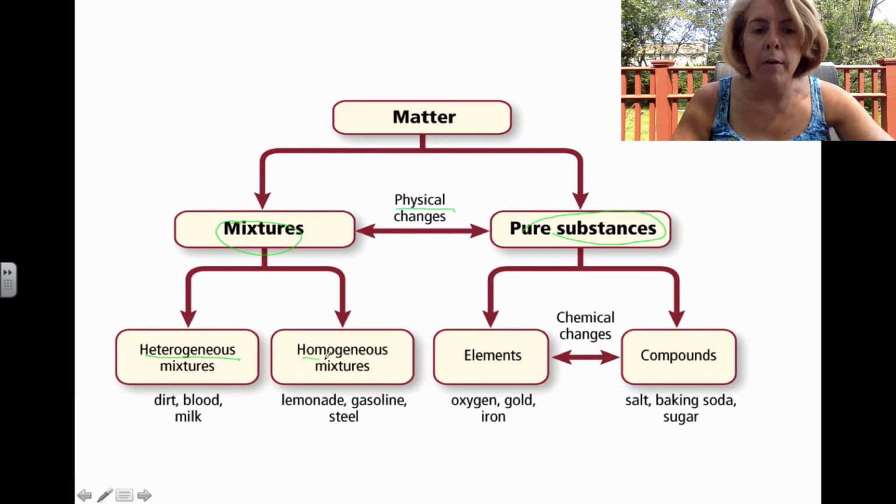You could have a homogeneous mixture. Remember that tends to be solutions. It has to be the same throughout. If you take a cross section, you're not going to see anything different. And then on the right here, for pure substances, we could have elements. So elements would be by themselves. There's nothing else but the element. It could be a diatomic molecule, or it could be an atom bonded to itself.